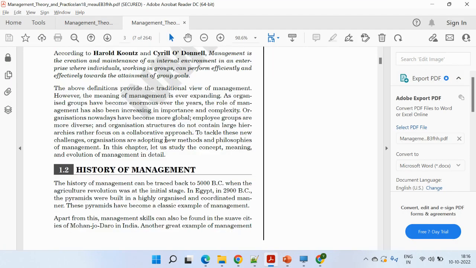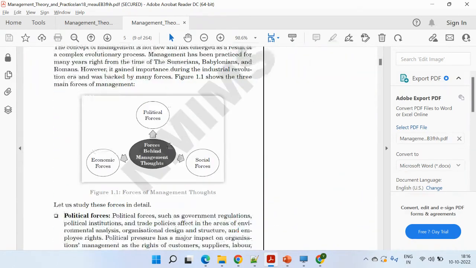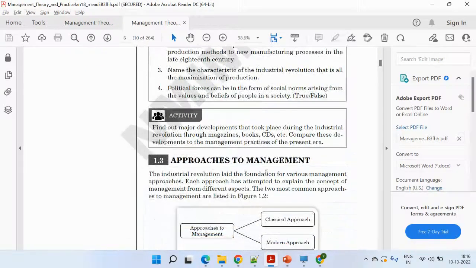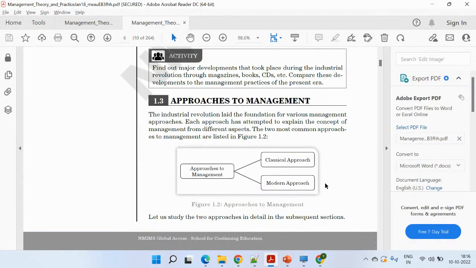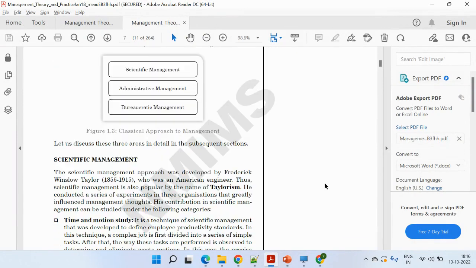After that, come to page number 6. On page number 6 is the approaches of management. There are two approaches: one is the classical and the second is the modern approach. Maybe you can give a two-line description of the classical and the modern approach.